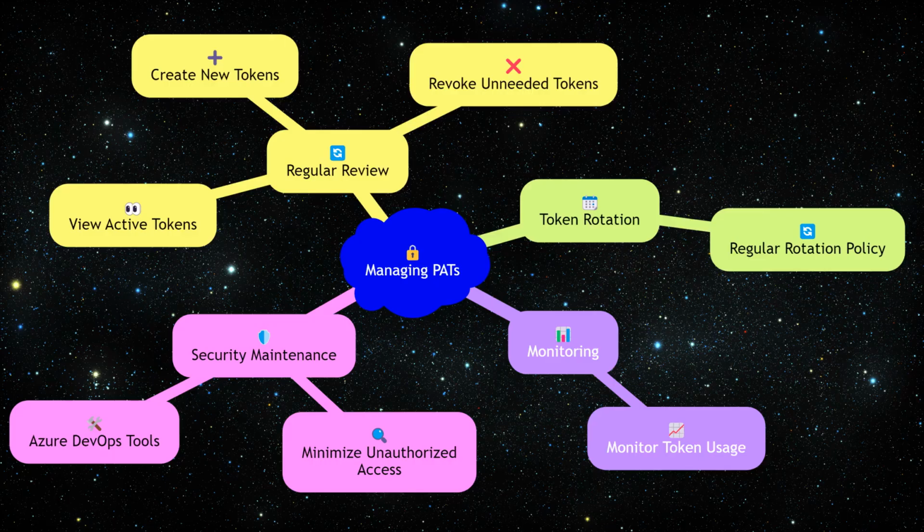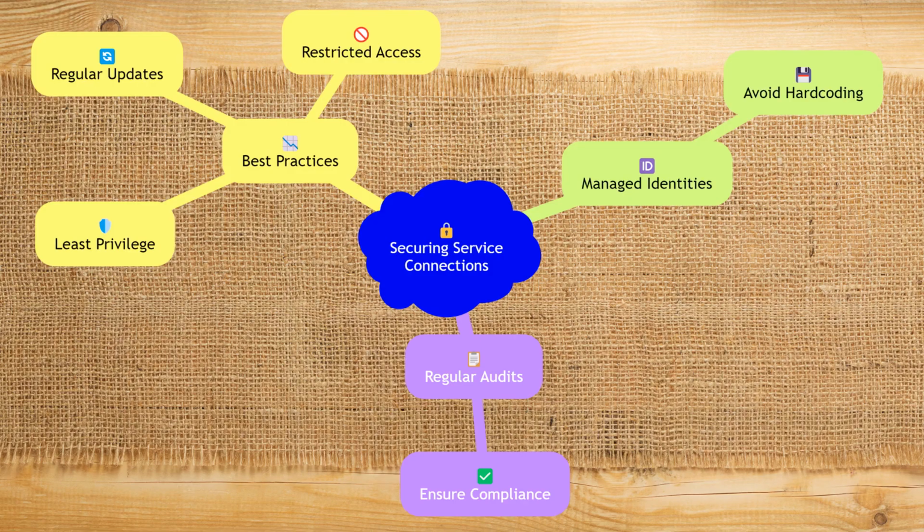Managing PATs involves regularly reviewing and rotating tokens to minimize the risk of unauthorized access. Azure DevOps allows you to view all active tokens, revoke tokens that are no longer needed, and create new tokens as required. Implementing a policy for regular token rotation and monitoring token usage can help maintain the security of your Azure DevOps environment.